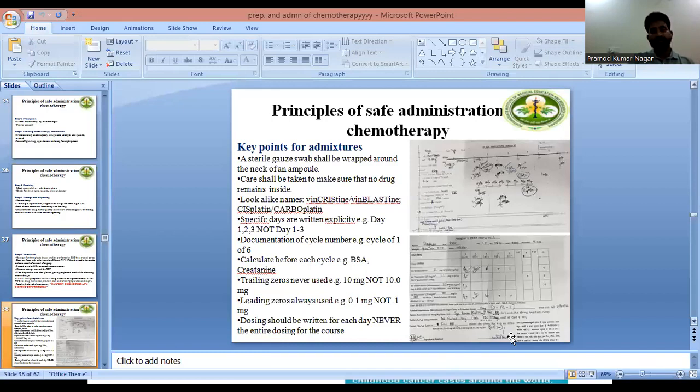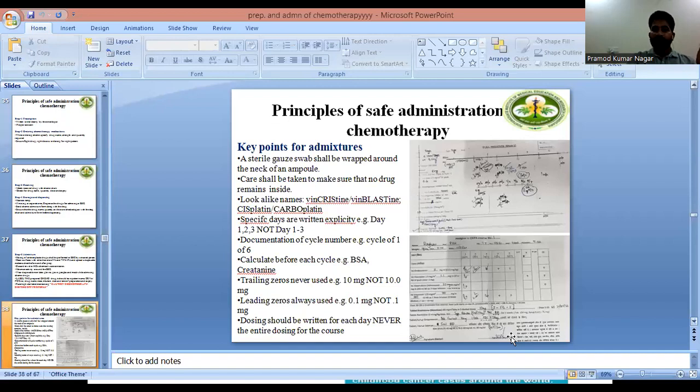Documentation of cycle numbers, cycle 1 to 6, so 1 or 2 or 3. Calculate the BSA, creatinine, hemoglobin level, or ANC count before each cycle. Never use the trailing zero. Trailing zero means if the medication order is 10 mg, it should be clearly written as 10 mg, not 10.0 mg. So it is clearly visible in our daily charts. It is clearly mentioned 10 mg.